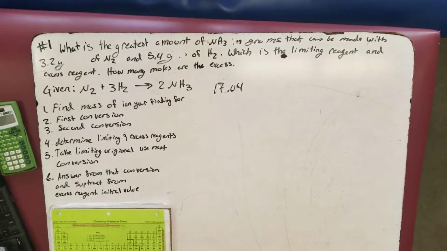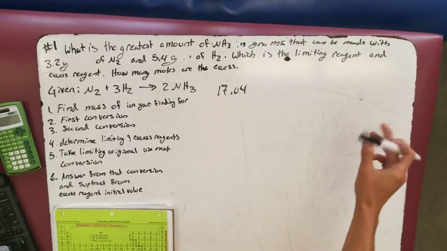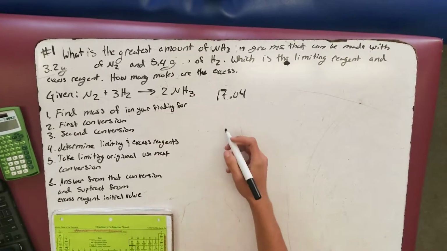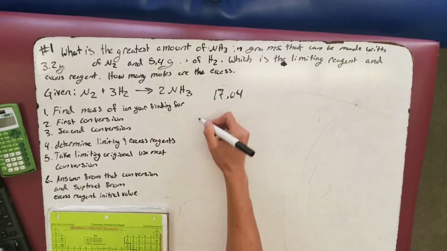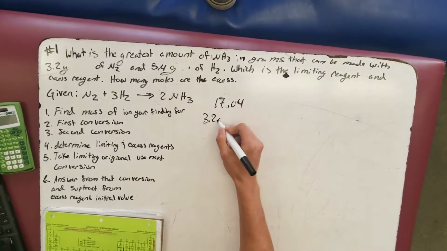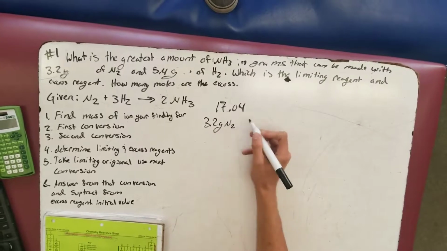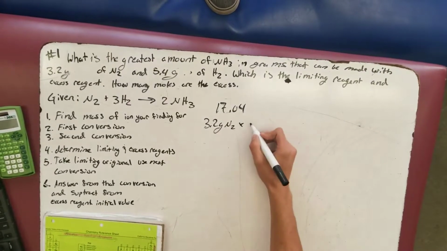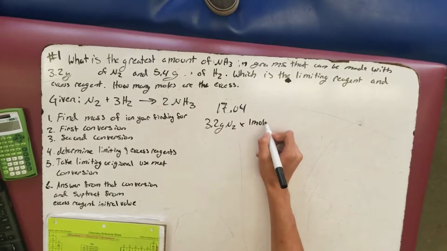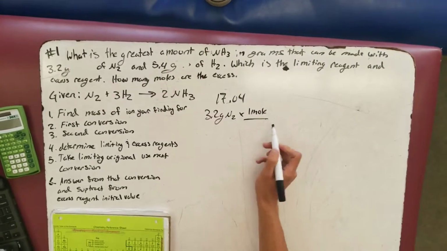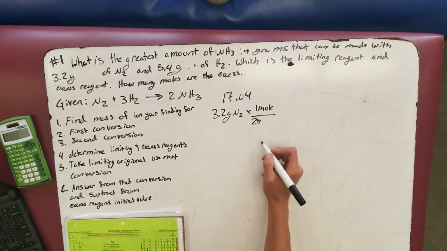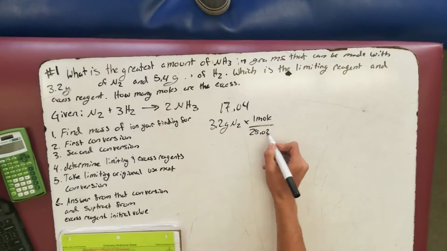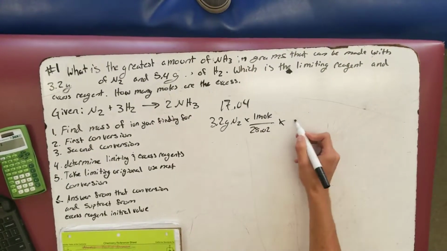So what we're going to do is start off with the conversion from grams to moles, and then go from our conversions from then on. We're going to do 3.2 grams of N2, and multiply that by 1 mole over the mass of that. The mass of N2 is going to be 28.02.